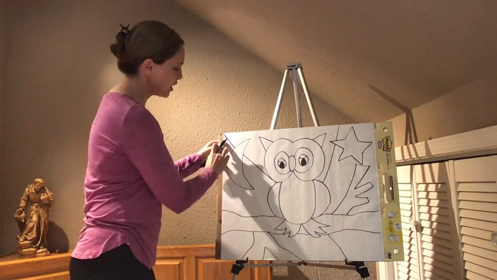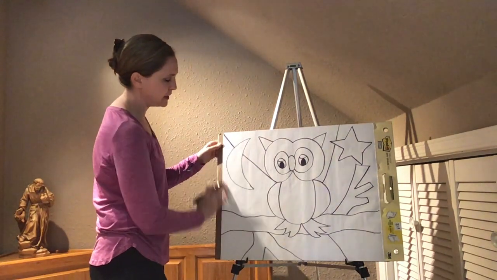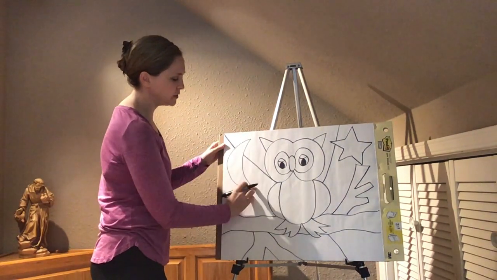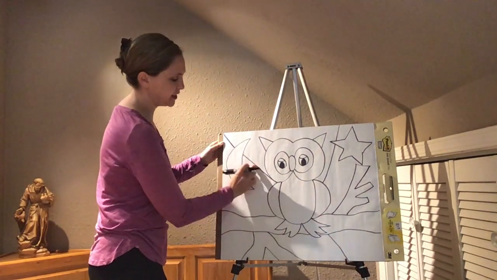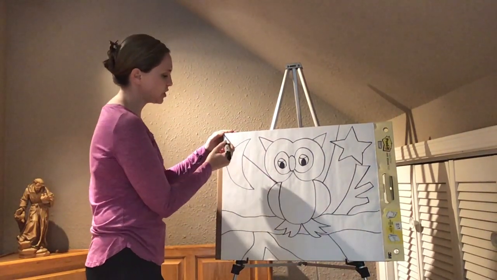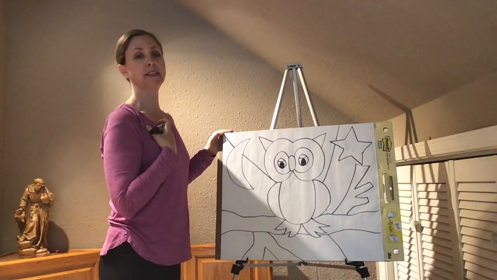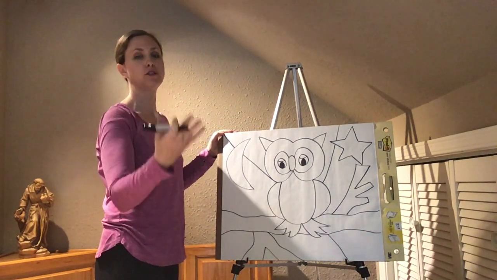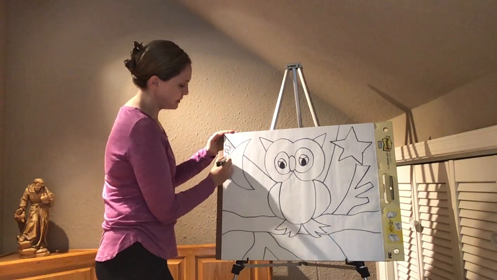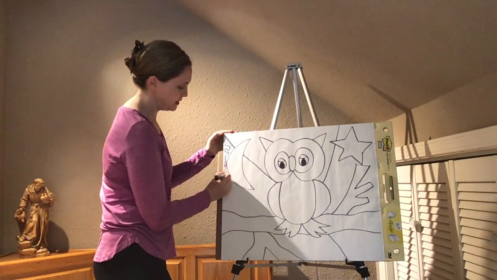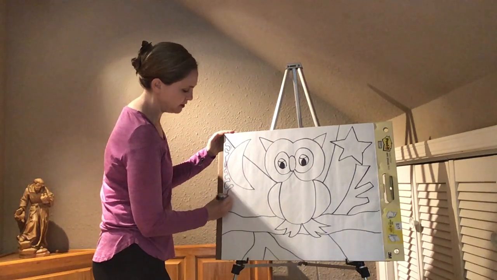Okay, so I'm going to start with this section right here, this big section. I'm going to be sure not to go into my crescent moon or my owl or my branch. I'm just going to do this area right here. And I'm going to start. You can follow along with me. You can pick the same line patterns that I choose, or you can choose your own. And I'm just going to start going. My pen has a mind of its own.